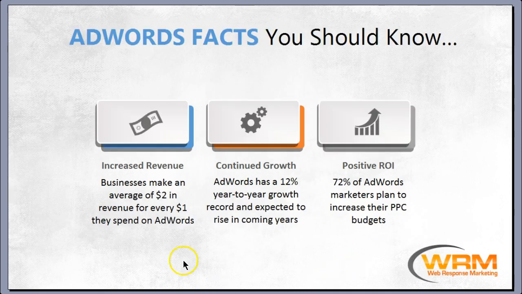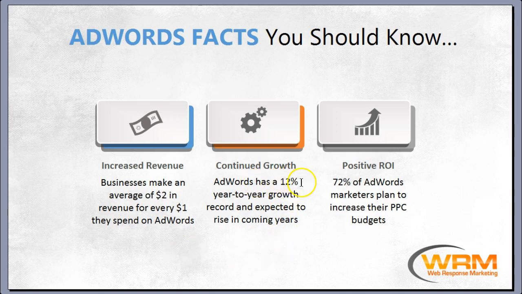Another important and quick fact is that, on average, businesses make $2 in revenue for every $1 that they spend on AdWords. So if they spend $1,000, then they get $2,000. Obviously, it varies a lot according to the industry. It could be even much more than what we're seeing here, but this is just an average, so you can have an idea, an expectancy of what you're going to receive as a benefit for your business.